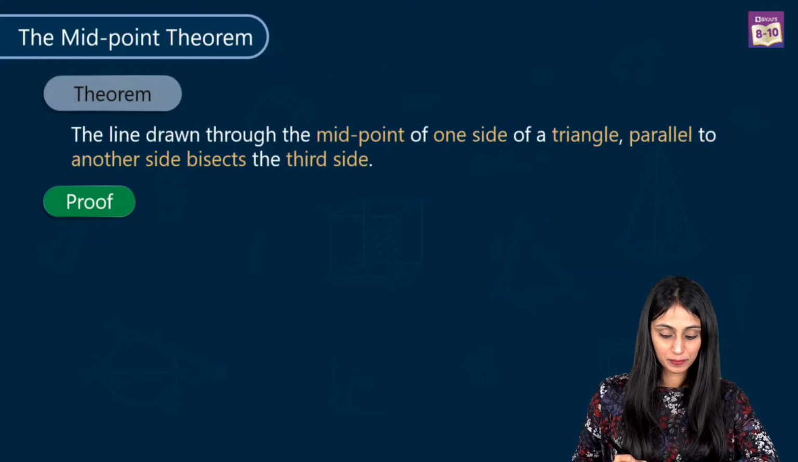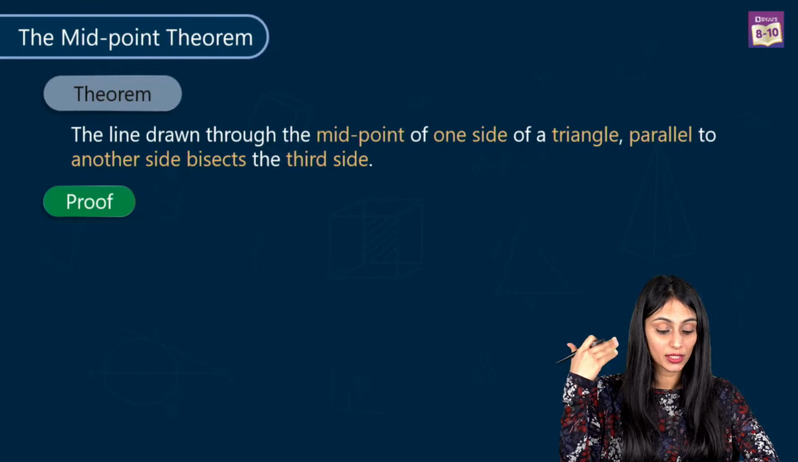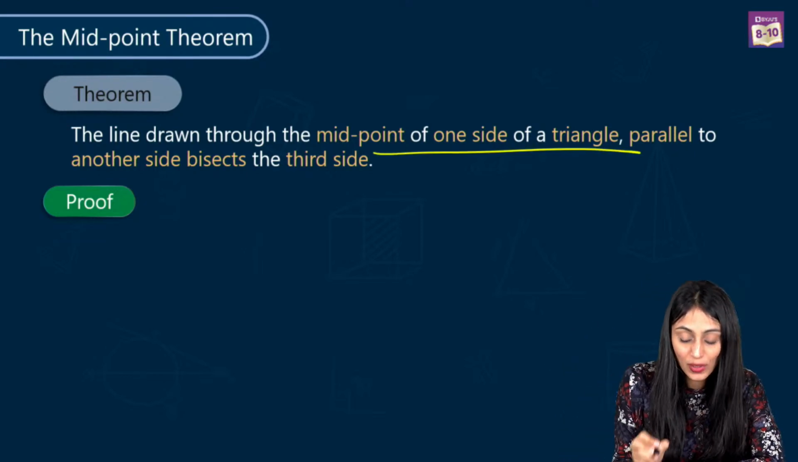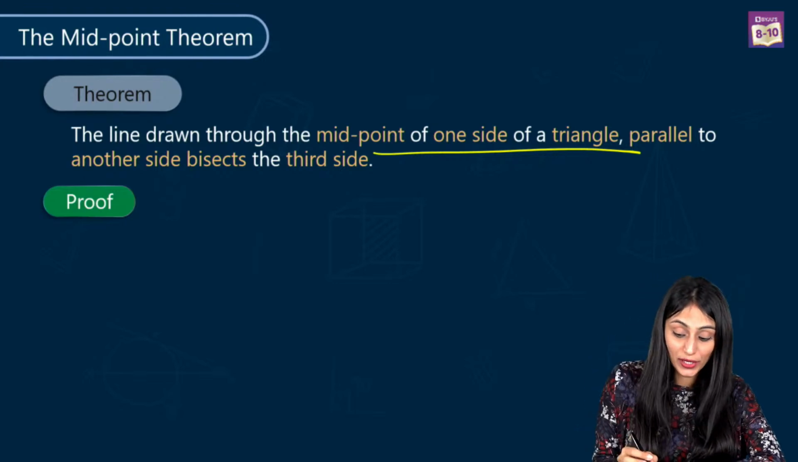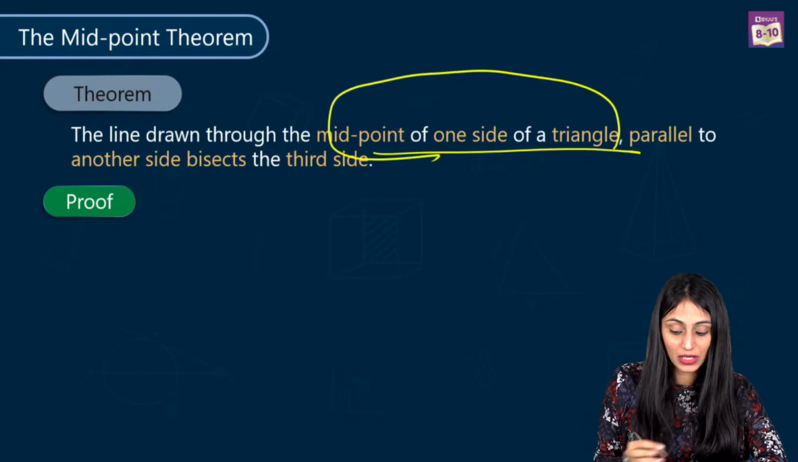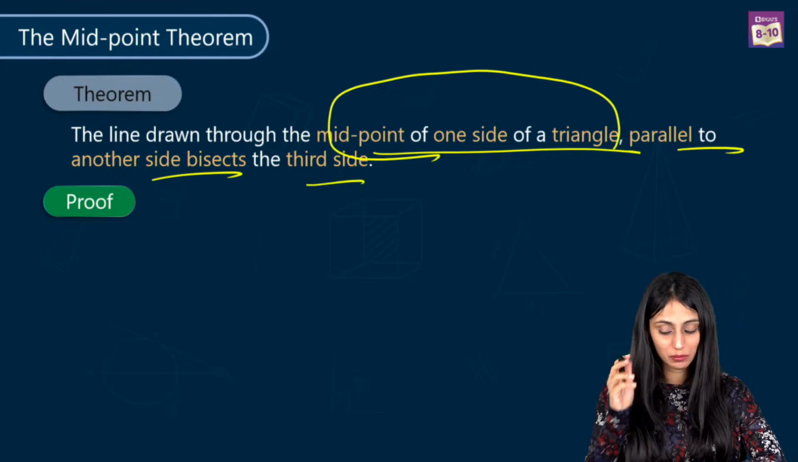So let's move ahead. We are talking about another theorem now: a line drawn through the midpoint of one side of a triangle, parallel to another side, bisects the third side. Carefully understand this. This time I'm talking about the midpoint of one side of a triangle. First of all, what does this statement mean here?